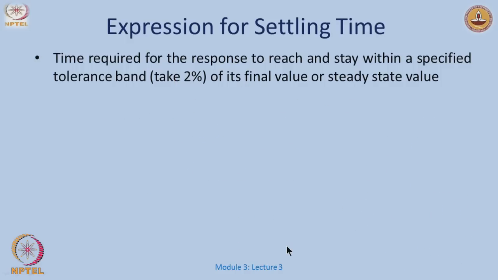Okay. So, how do I write this? Ts, so if I again look at my curve, I just take the bottom curve, 1 minus e to the power minus zeta omega n t over the square root of 1 minus zeta square. This has a time constant of 1 over zeta omega n, and therefore my settling time would just be 4 times the time constant, which is 4 over zeta omega n for the 2% criterion, and 3 over zeta omega n for the 5% criterion.